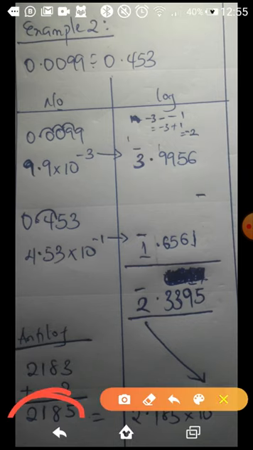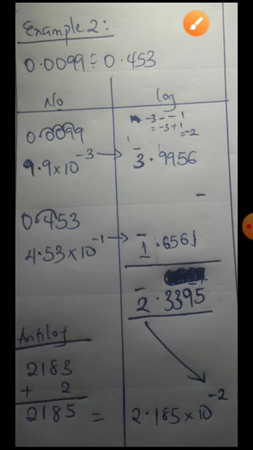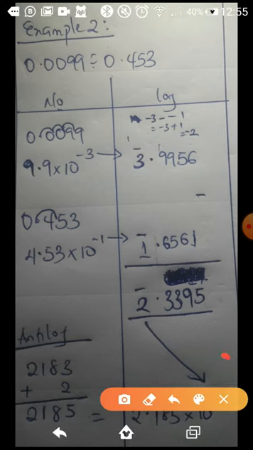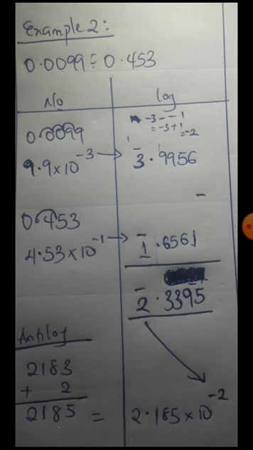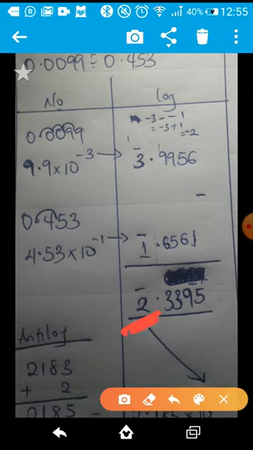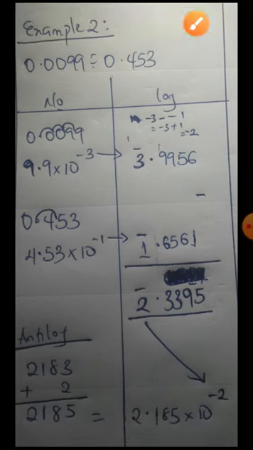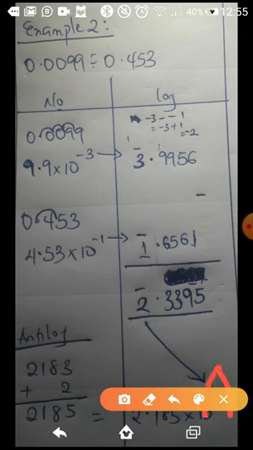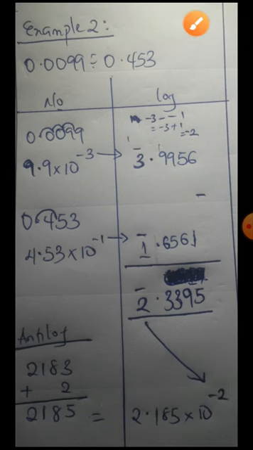The next step is to put a point after the first number and write the characteristic as the power of 10. You can see the minus 2 here coming down to become the power of 10 at the bottom, as minus 2. That is how we solve logarithms of numbers less than 1. After solving everything, this is how you represent it.